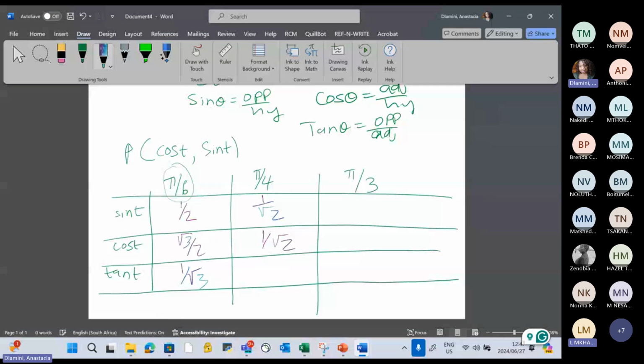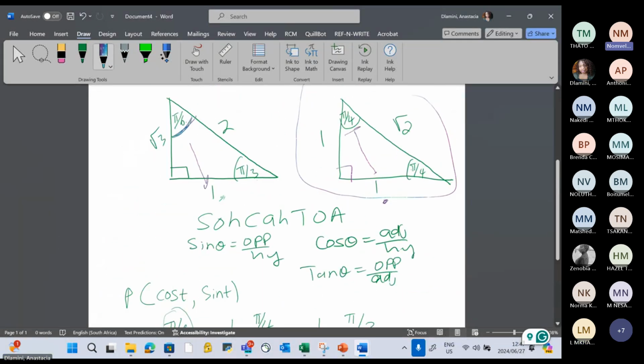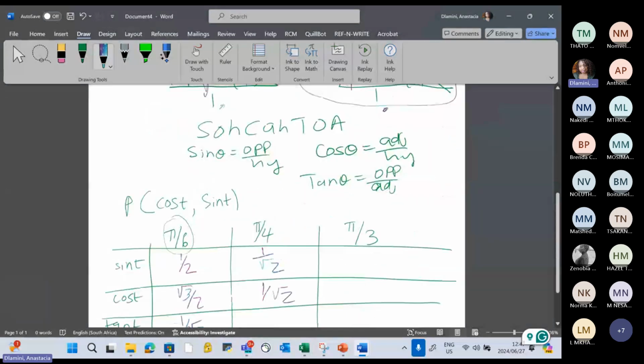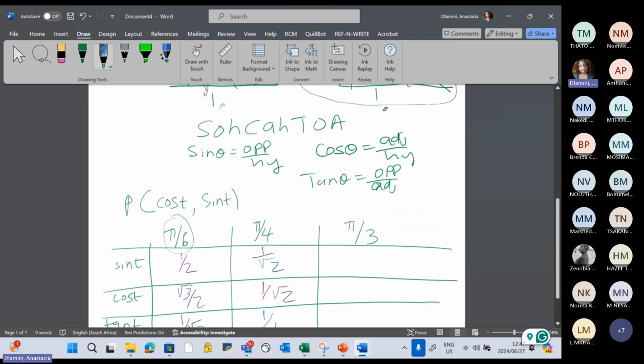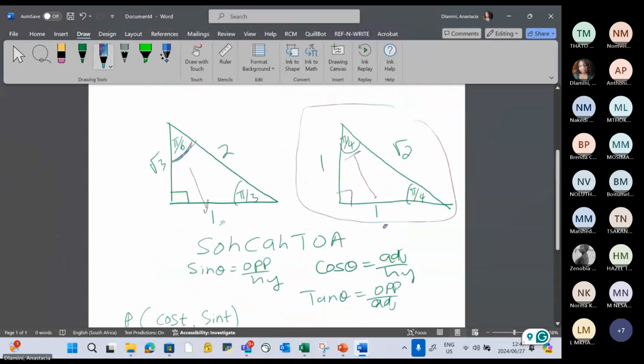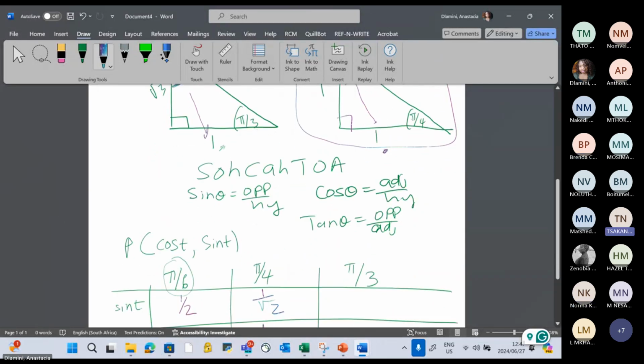What is tan pi over 4? 1 over 1. Thank you. 1 over 1. So what is sine pi over 3? Root 3 over 2.